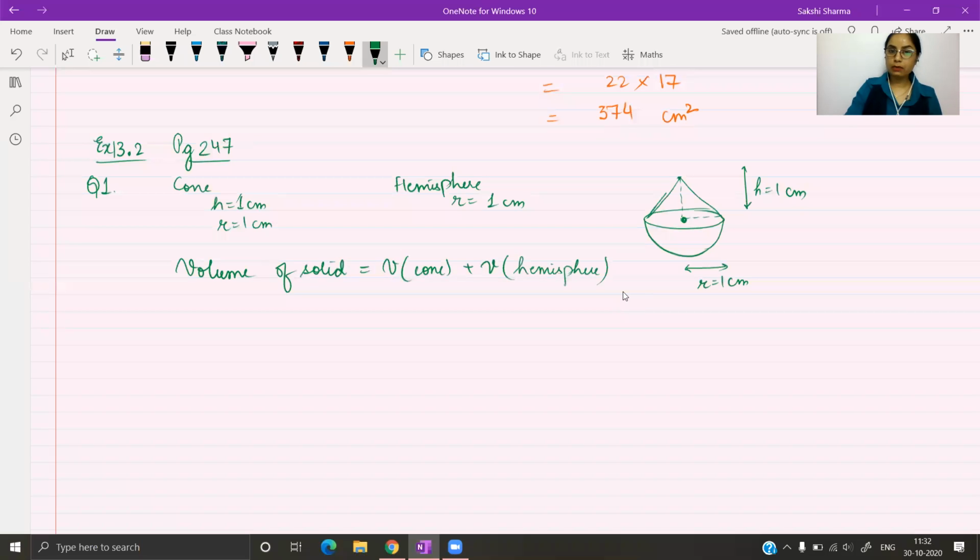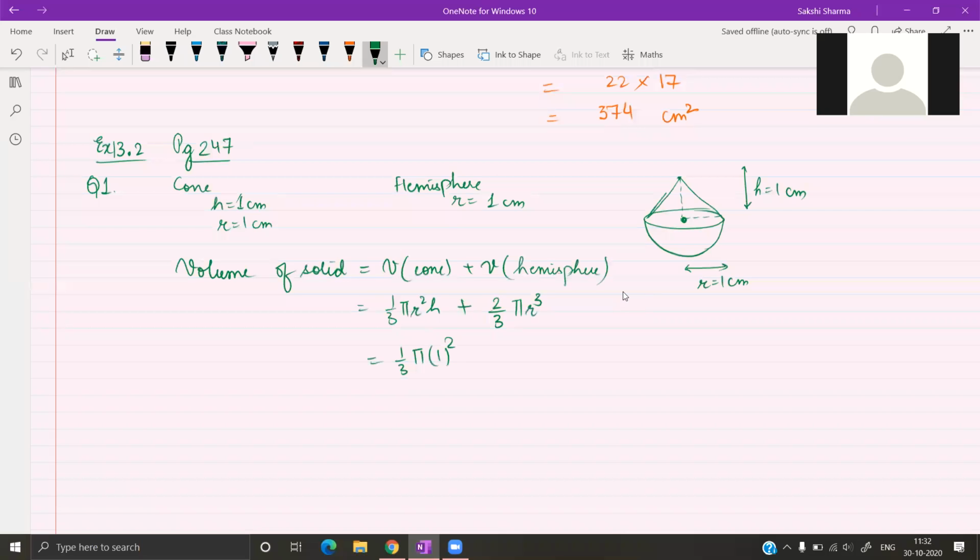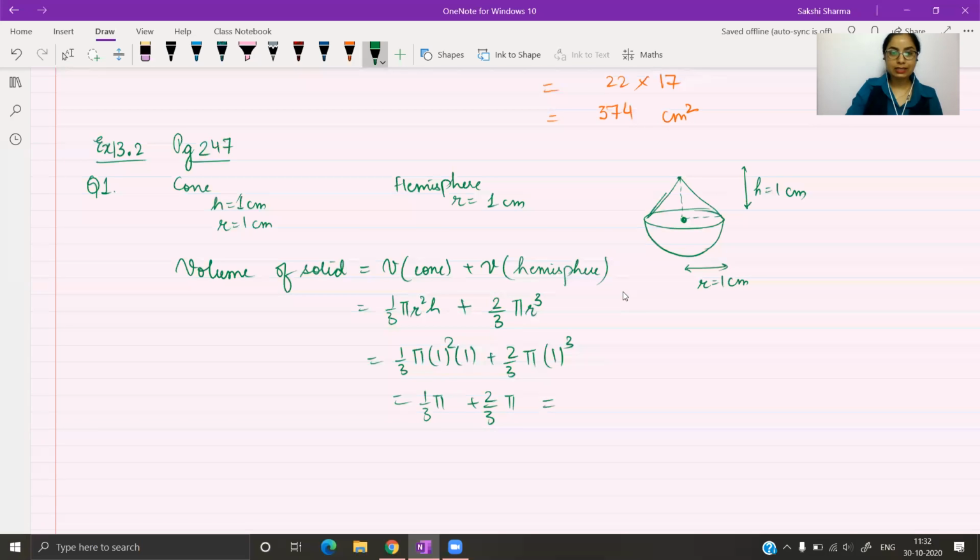Please use the formula carefully. Volume of the cone, 1 by 3 pi r square h, and the volume of a hemisphere is 2/3 of pi r cube. Pi not to be replaced. One third pi plus 2/3 of pi. The answer is pi centimeter cube. Yes, ma'am.